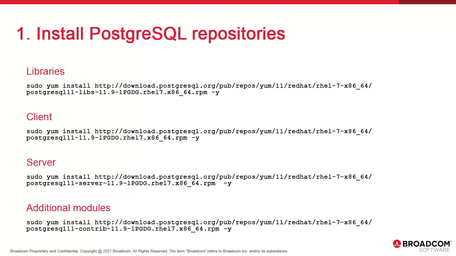We install version 11.9 repositories. We have to install the libraries first, then the client, then the server, and finally the additional modules. We ask that you perform these steps in this sequence, since some of these have dependencies on one another.